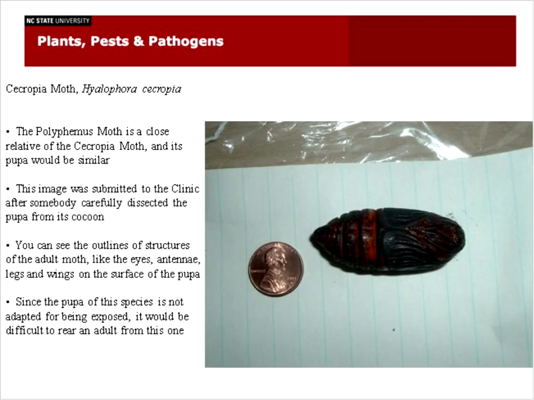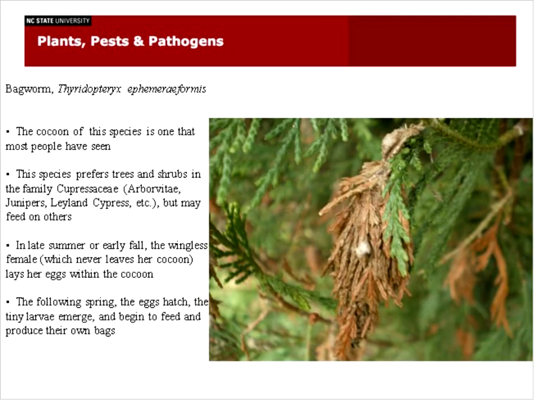Now, this was another sample. This is actually a cecropia moth, but it's a close relative of the polyphemus moth, and this one was sent in as an image. If you were to open the cocoon of the polyphemus moth, the pupa would look something like this. And you can actually see the outline of various adult features on the surface of the pupa. You get the eye here, you've got the antennae, you've got the legs between the antennae, and then, of course, the wings are visible. Since this is a pupa that normally would be in the cocoon, it probably would not survive trying to rear it this way.